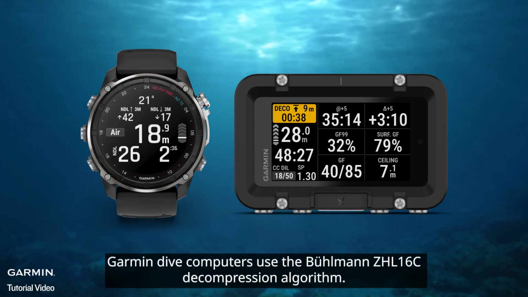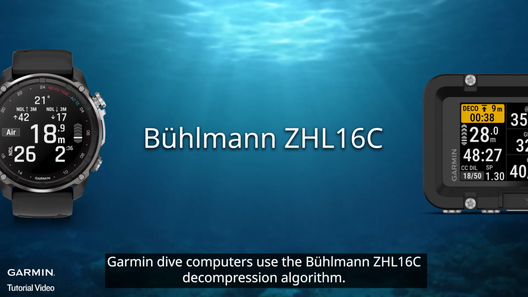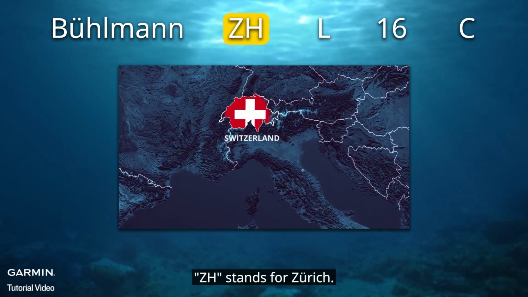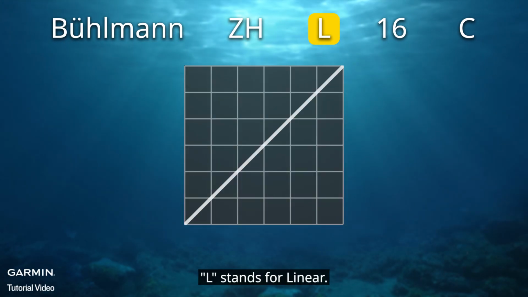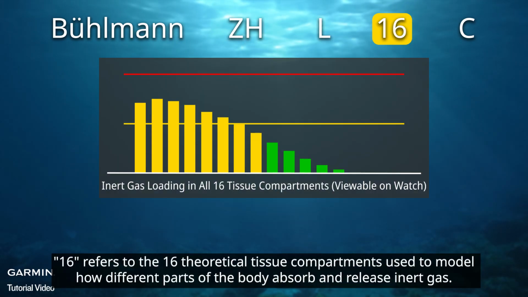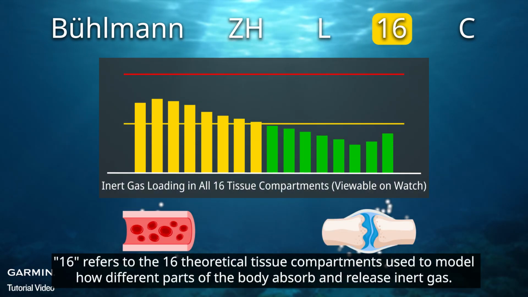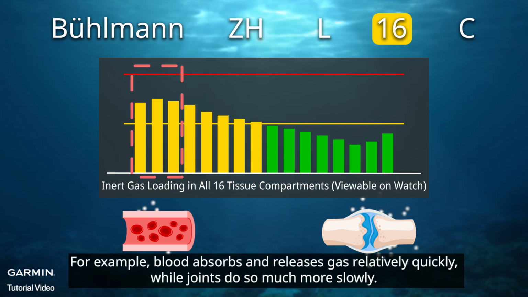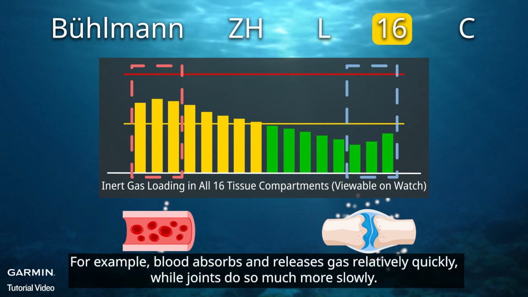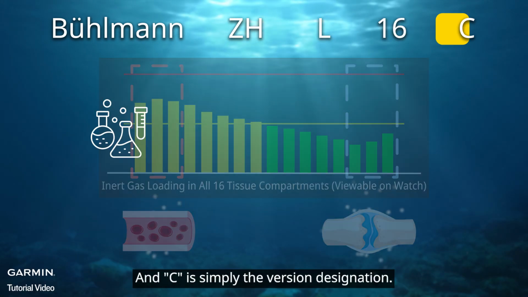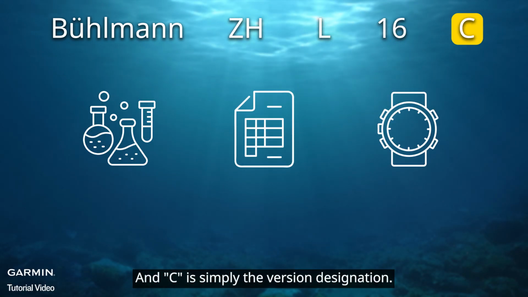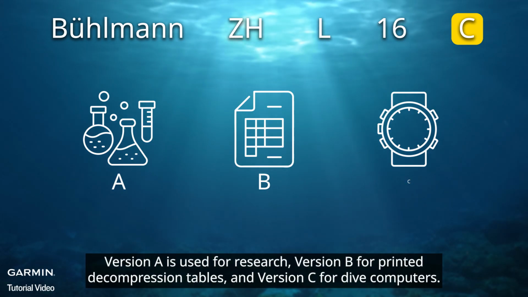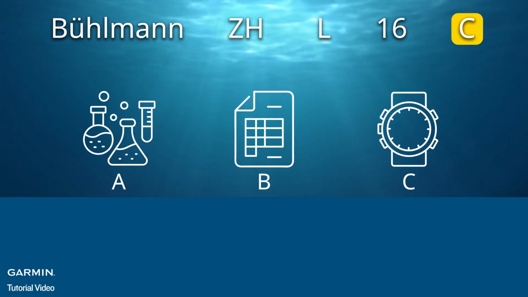Garmin dive computers use the Bühlmann ZHL16C decompression algorithm. Bühlmann is the name of the developer. ZH stands for Zurich. L stands for linear. 16 refers to the 16 theoretical tissue compartments used to model how different parts of the body absorb and release inert gas. For example, blood absorbs and releases gas relatively quickly, while joints do so much more slowly. And C is simply the version designation. Version A is used for research, version B for printed decompression tables, and version C for dive computers.